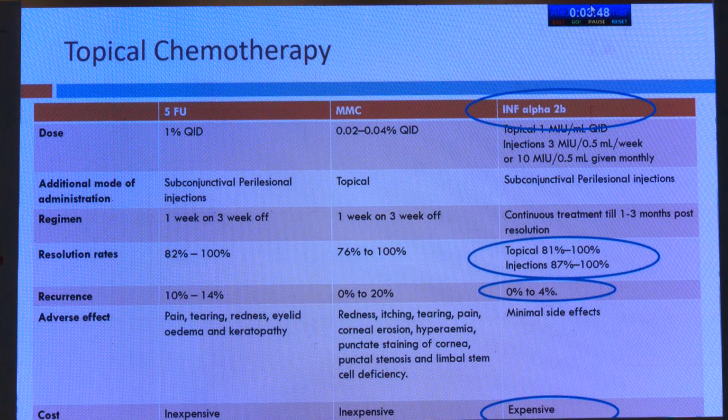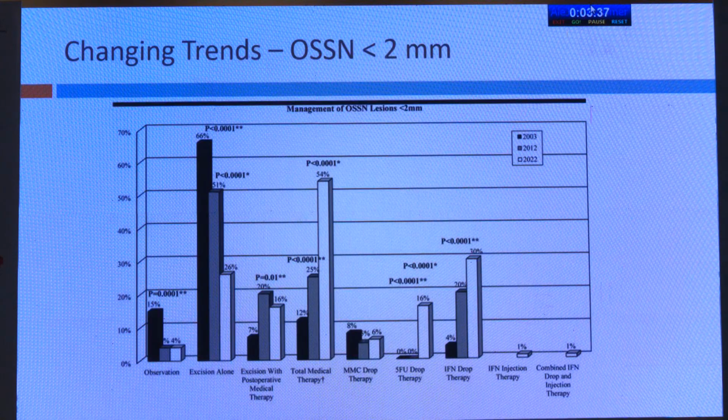The surgeons tend to be in favor of interferon alpha. However, the downside is that the drug is a little expensive compared to MMC, hence that needs to be taken care of when you're advising this to your patients.